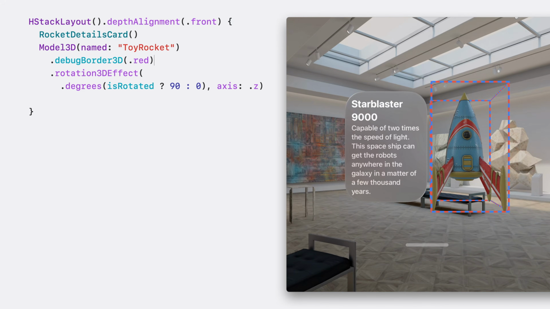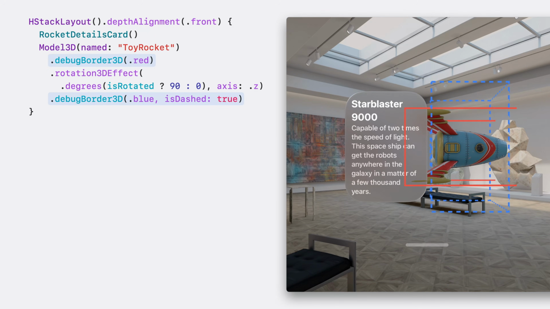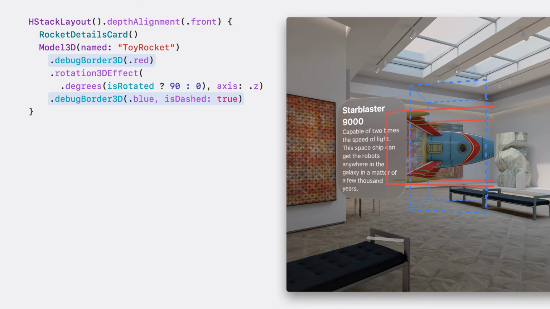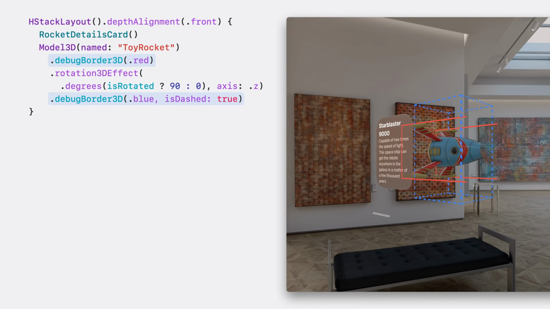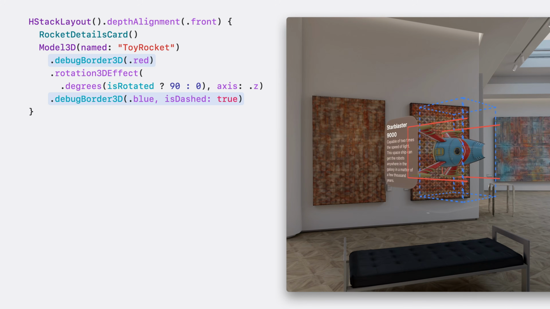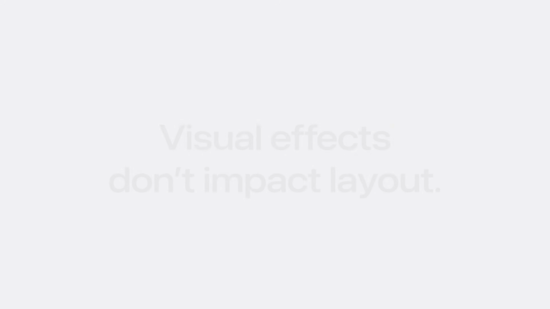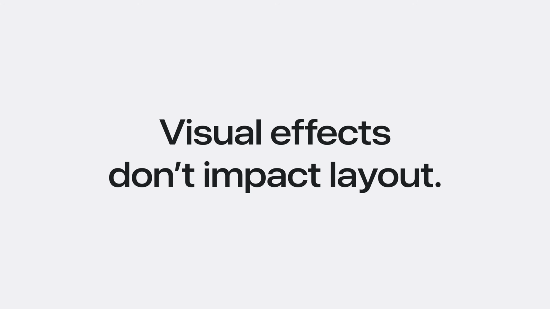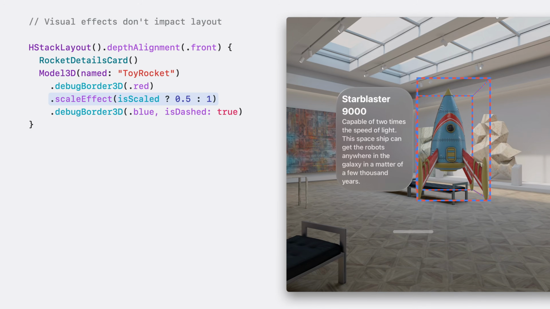If we apply debug wireframes before and after the rotation effect, it's a bit easier to understand what is going on. The solid red wireframe is rotated by the effect, but the dashed blue wireframe shows me where the layout system understands the rocket's geometry to be. The H-stack sizes itself and places its content relative to this blue frame. These don't line up. This is because visual effects don't impact layout, which means the H-stack doesn't know about the rocket's rotated geometry when using Rotation 3D Effect.